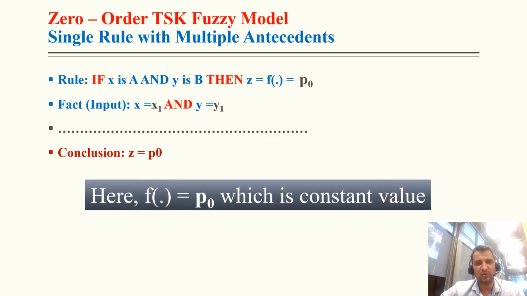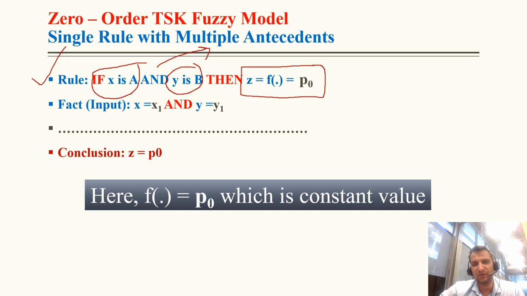Now, single rule with multiple antecedent. In this case, if x is A, the first antecedent, and in the place of "and" it can be "or", and y is B, another antecedent. Therefore it is the case of multiple antecedent, and there is only a single rule, that's why it is known as single rule. And in this case, of course, it is of zero order, that's why we are considering it as zero order, and the value p naught is known to us.